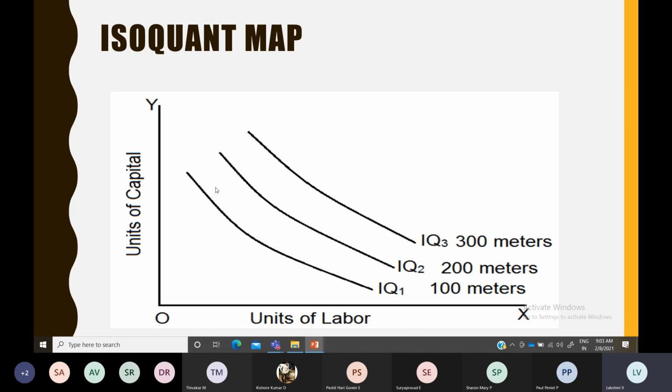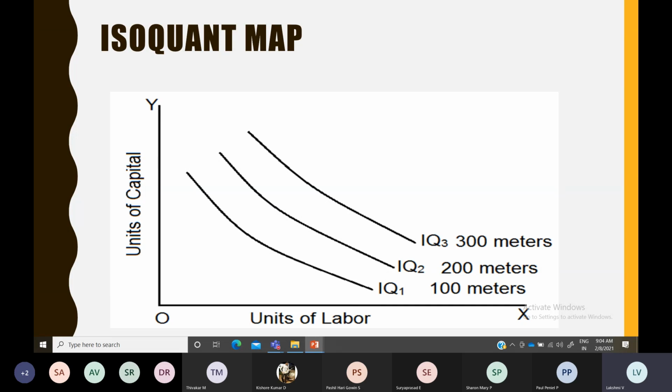An isoquant map is many isoquant curves put together. That consolidation is known as an isoquant map, where the higher isoquant curve represents a higher level of output, and the lower isoquant curve represents a lower level of output. It is similar to that of the indifference curve.